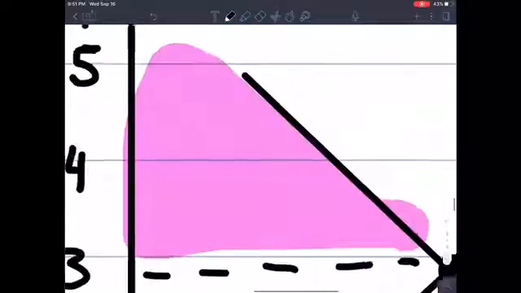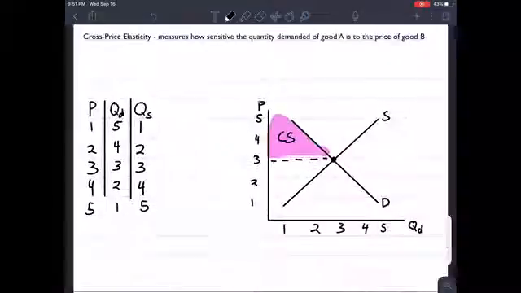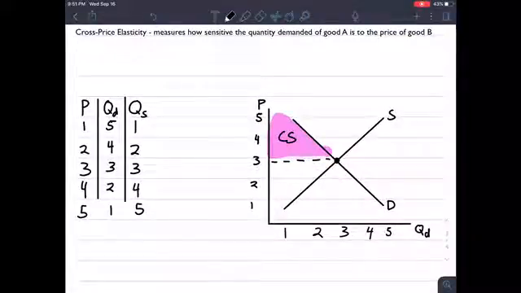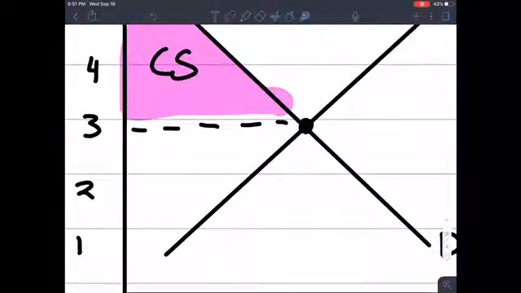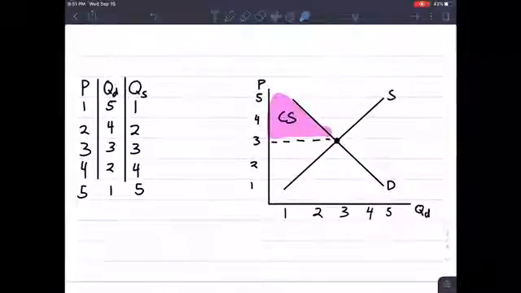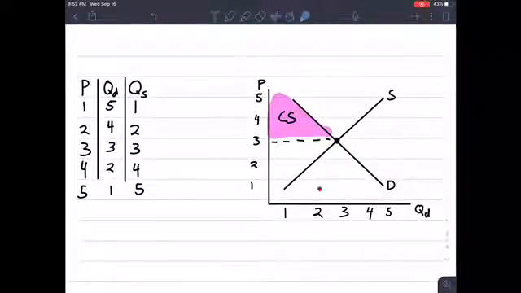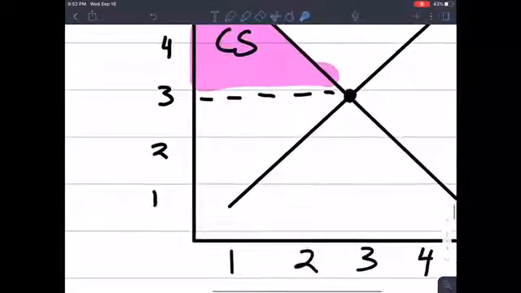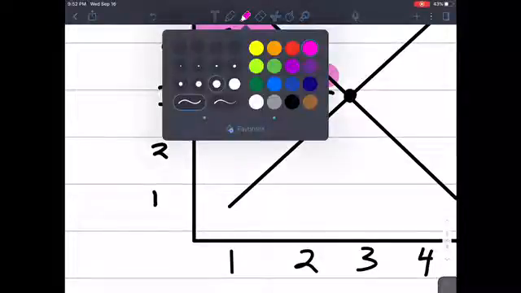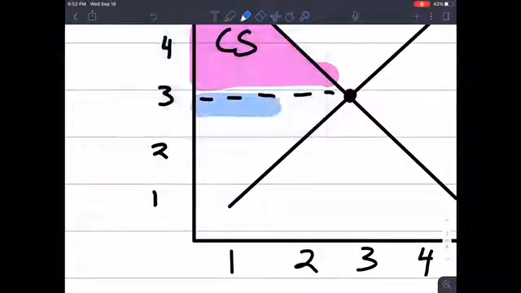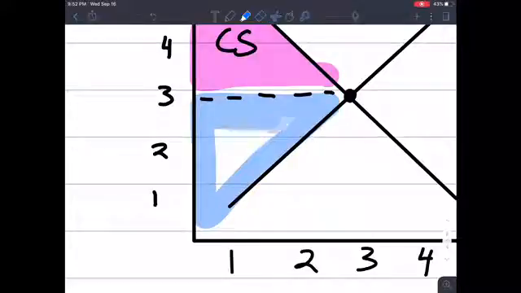So this would be the consumer surplus, because they're getting more than what they're actually having to pay for it from the equilibrium point, which is right here. However, in the opposite case, the producer surplus is down here, because they're getting more than what they think the item is worth. So this is the producer surplus.